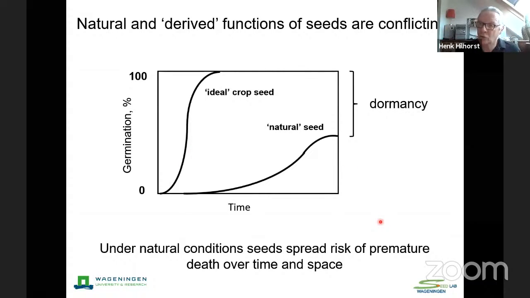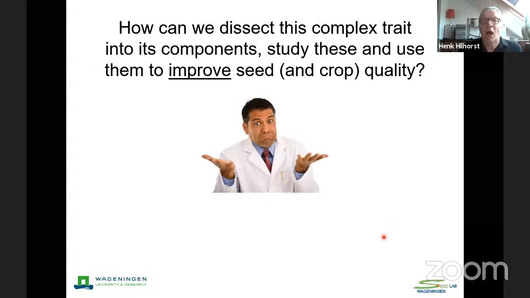But if you look at an ideal crop seed that you sow in the field, you want it to germinate very quickly. You want them to germinate for 100%, and you want them to germinate very uniformly. So you will end up with a very uniform crop in the field. And this is conflicting. So the seed industry, but also farmers, what they try is to get from this situation to that situation. So the question is, how can we dissect this complex trait into its components, study these, and use these results of fundamental research to improve seed and, of course, also crop quality.